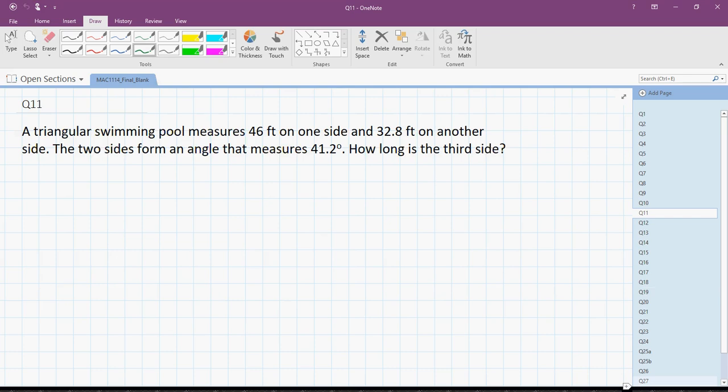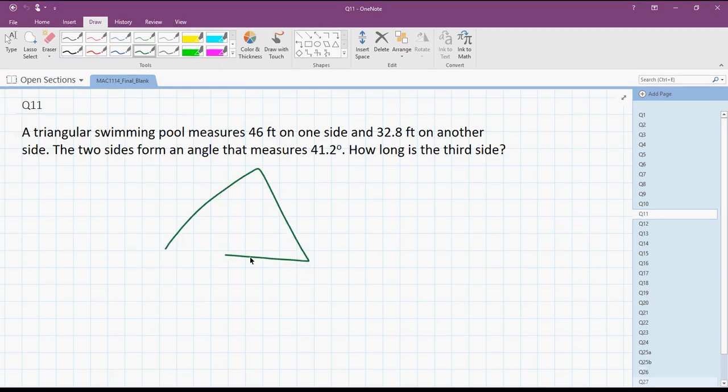All right. So, question 11. Back to those word problems, but again, it's still doing the same thing. You're going to be looking at either side, side, side, or side, angle, side. So if I draw a quick picture of this, it says a triangular swimming pool measures 46 feet on one side. Okay. How do I draw my triangle?